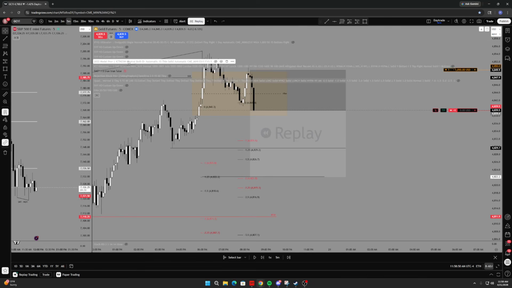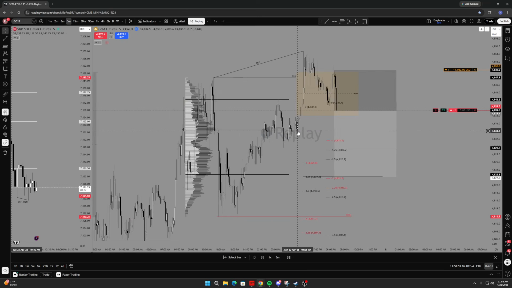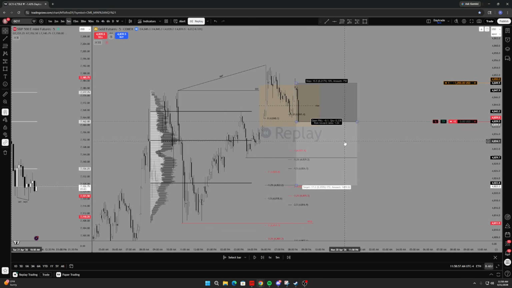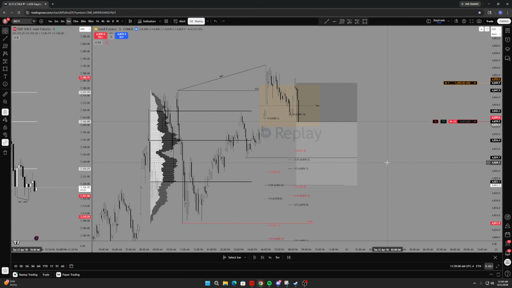So this is now where volume profiles come into play. So I end up turning on the New York volume profile. So now we're going to start explaining how volume profiles work and how I use them. So this is probably going to be different from other people that you have watched.